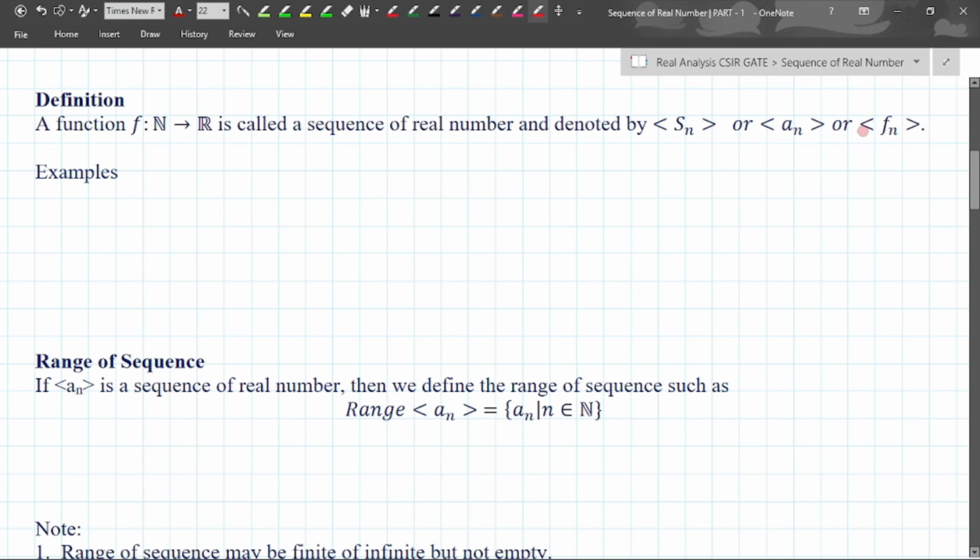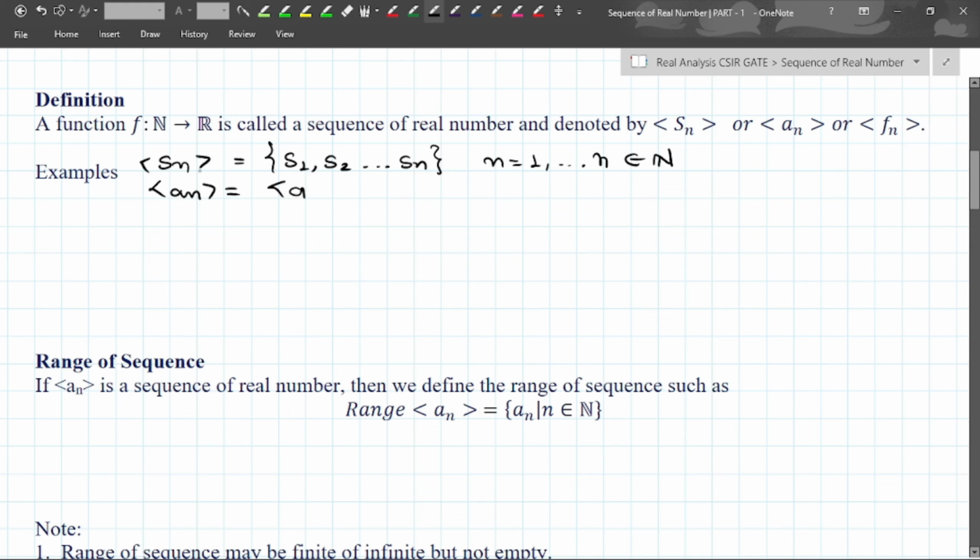Either it may be a sequence of real numbers, or it may be a sequence of functions. So it is defined by Sn, An, and Fn. How is it defined? For example, I will say Sn, and this is the proper notation. My sequence is like this: S1, S2, up to Sn. It means we are taking n equals 1 to natural numbers, and all these entries are indexed by natural numbers. Similarly, if I write an, it will be an.